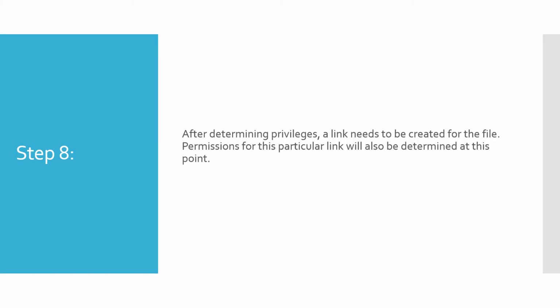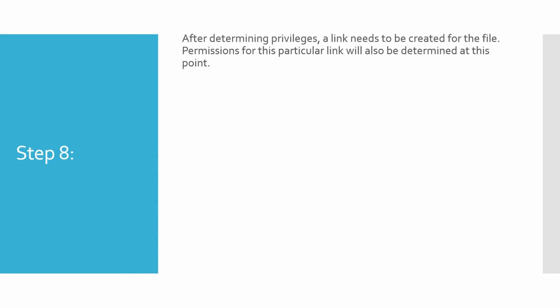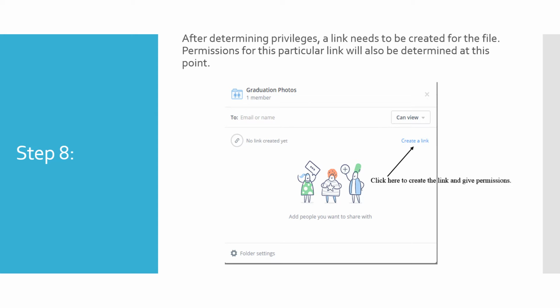Step 8. After determining privileges, a link needs to be created for the file. Permissions for this particular link will also be determined at this point. I simply click on the link to create the link and give permissions.